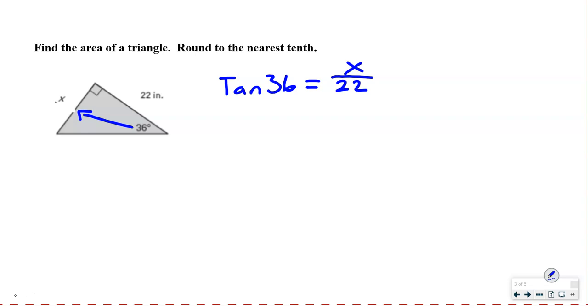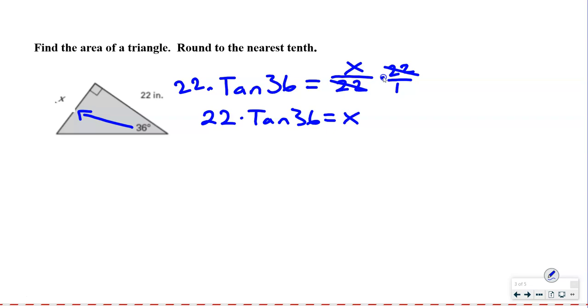So to get x by itself, I need to multiply by 22 on both sides to move that 22. Remember, that's like multiplying 22 over 1. That's why those 22s are able to cancel out, because x over 1 is just x. So now you can plug in 22 times tangent 36 into your calculator, and you're going to get a number like 15.9839 something, something, something. Keep that number. Don't round it yet.